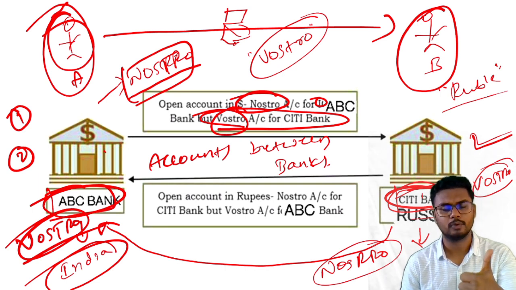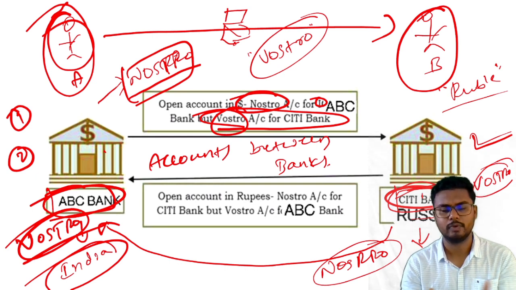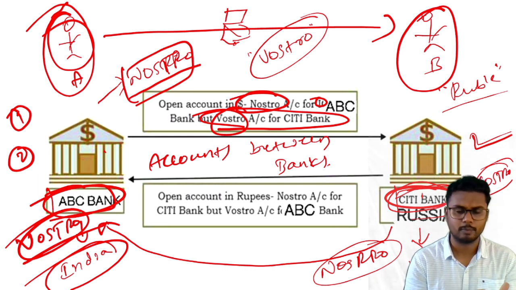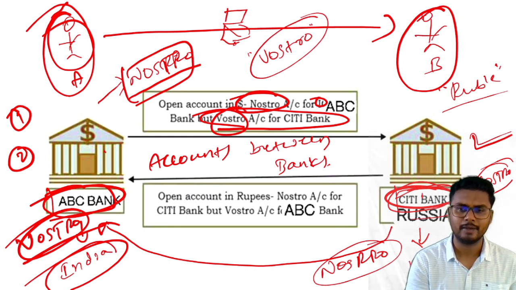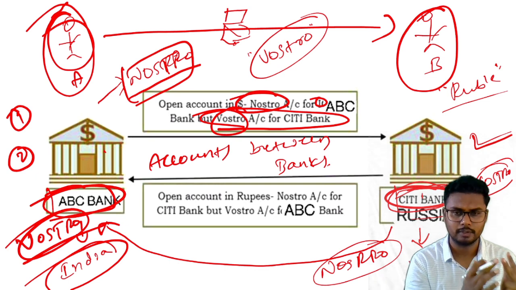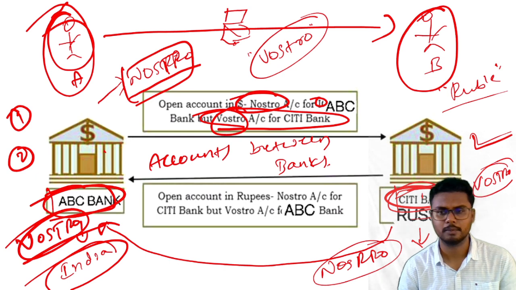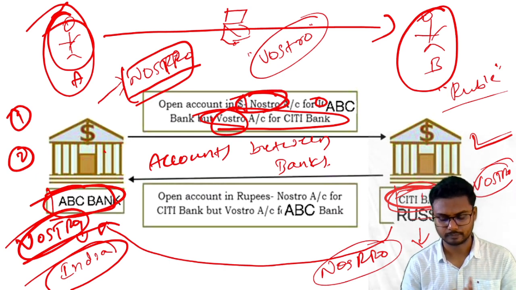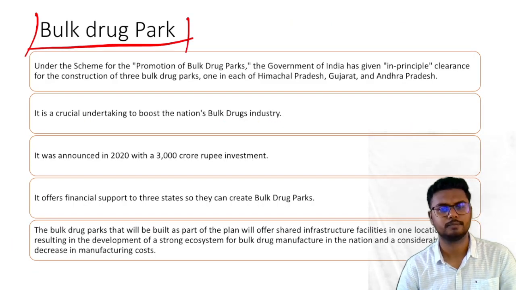The opening of accounts related to Nostro or Vostro takes place only between banks. This is the first point. Second point, the same account is called Nostro from one bank's perspective and Vostro from another bank's perspective. When a bank opens an account in a bank located in another country, for the first bank it becomes a Nostro account, and for the second bank it becomes a Vostro account. So these are the two main differences. Understood? Okay.